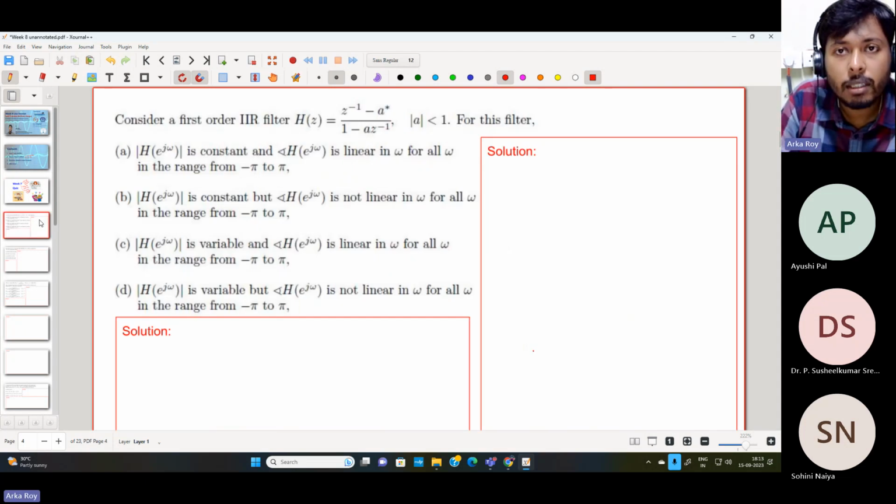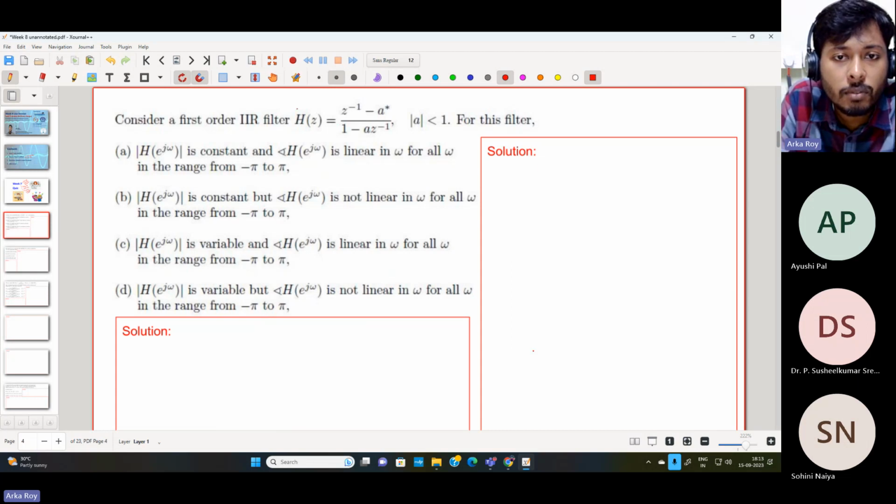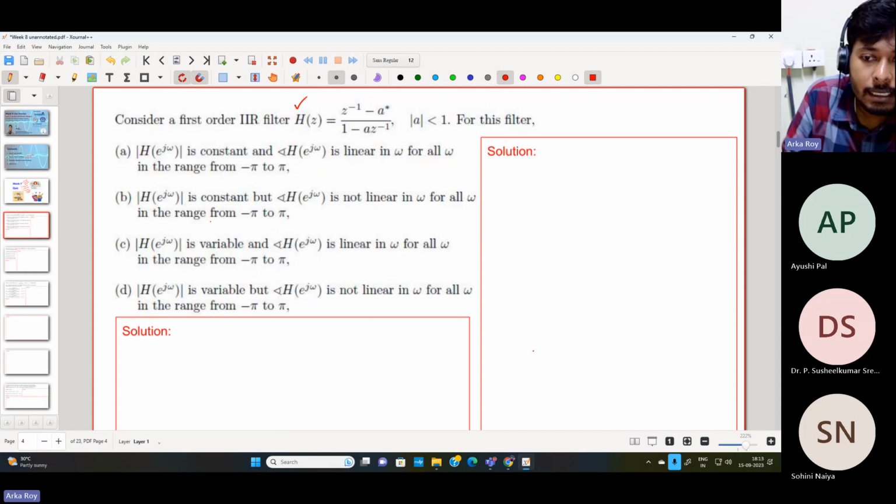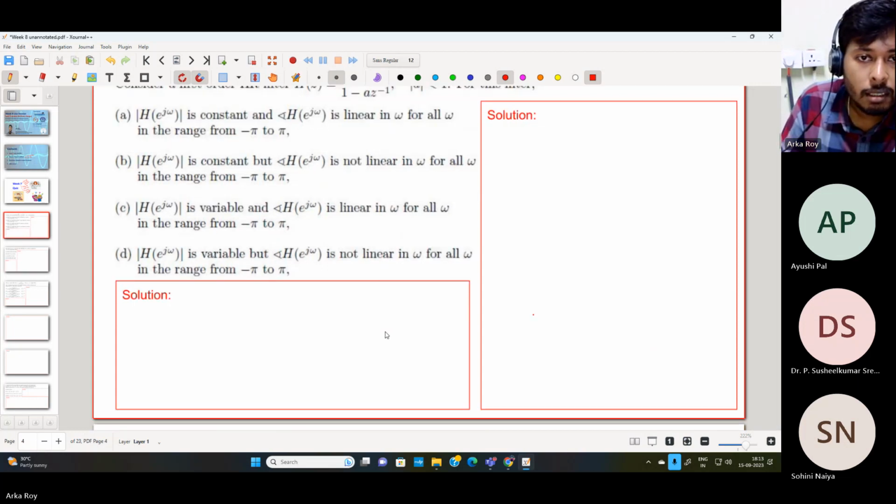In week 7, the first problem is a first order IIR filter, which has a transfer function H(z) equals (z^-1 minus a*) divided by (1 minus a z^-1). It has been given that mod a is less than 1. Therefore, we need to comment about the filter characteristics: what is the magnitude characteristics and what is the angle characteristics, or phase characteristics, of this particular IIR filter. So let us start solving the question.